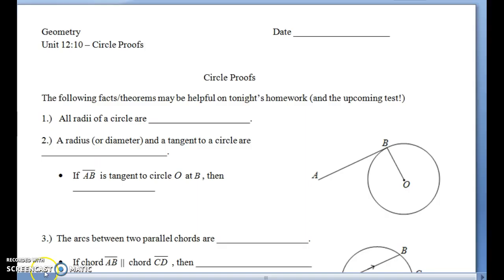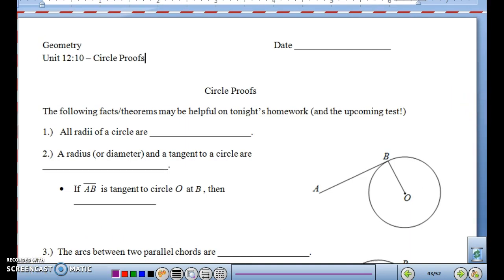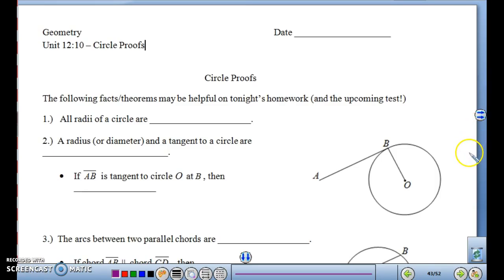This is Geometry Unit 12, Lesson 10, Circle Proofs. What we're going to be working on is proofs that deal with circles. So the following facts or theorems may be helpful in tonight's homework and the upcoming test. So let's just run through the theorems that we know about circles.